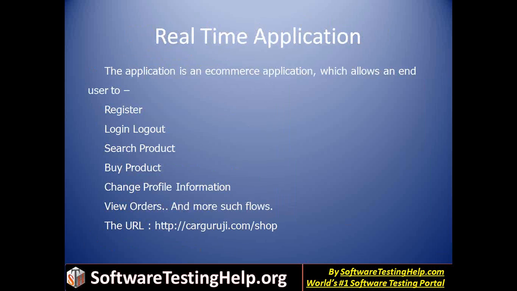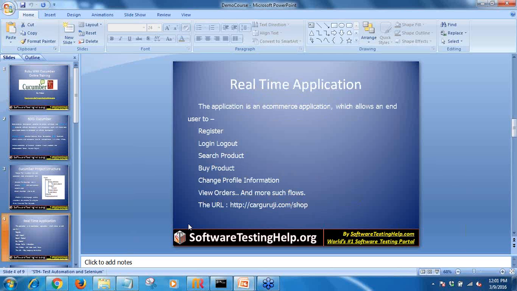So we are going to take a typical real-time application, which is effectively an e-commerce application, to showcase the demo and implementation of a BDD technique via Ruby and Cucumber. So our application is available on the URL karguruji.com/shop. Let me open this application for you guys.